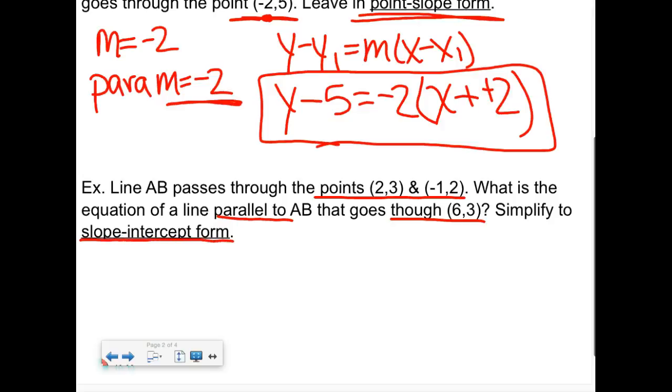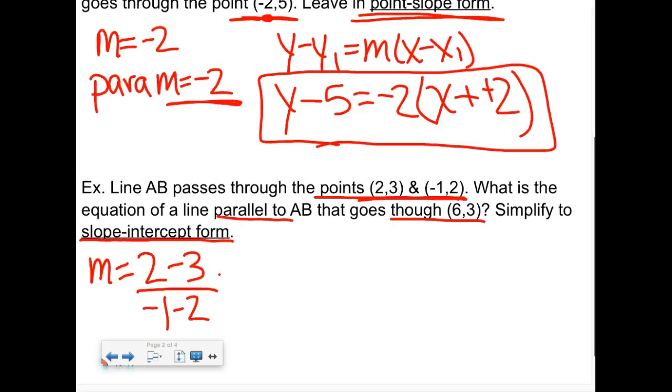So the first thing we have to do is, we don't nicely have our slope. We actually have to find it. So if I'm ever given 2 points, that's what I have to do first. I have to find my slope. So I'm going to have 2 minus 3 over negative 1 minus 2.